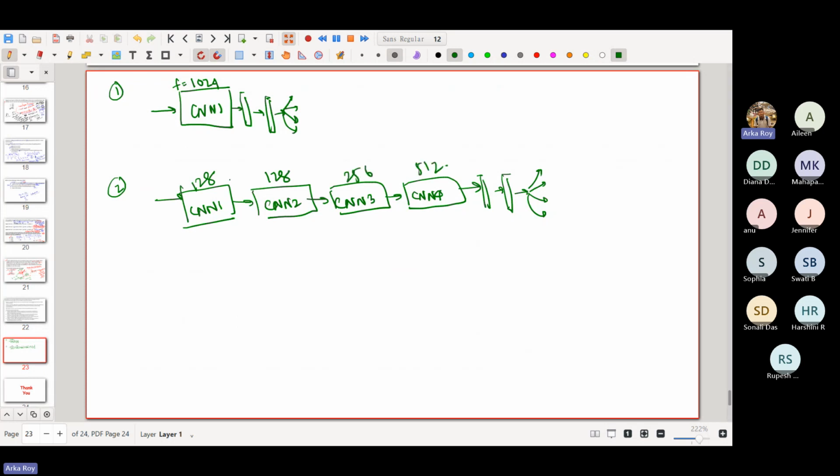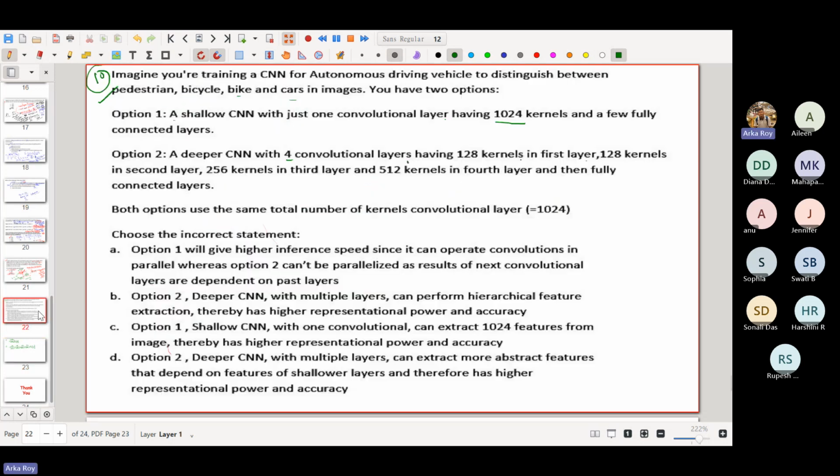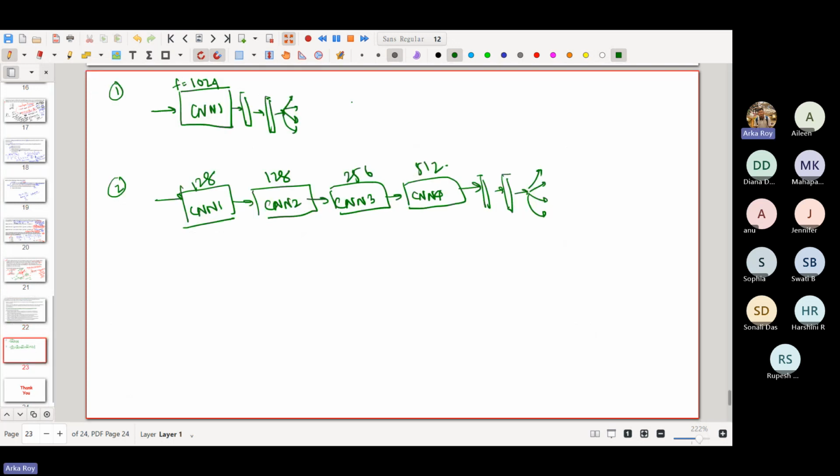If you sum these up, you will get 124 only. They have written that over here as well: both options use the same total number of kernels. Choose the incorrect statement. So to choose the incorrect statement, let us first talk about which of the models is more computationally complex. Can any one of you tell me?